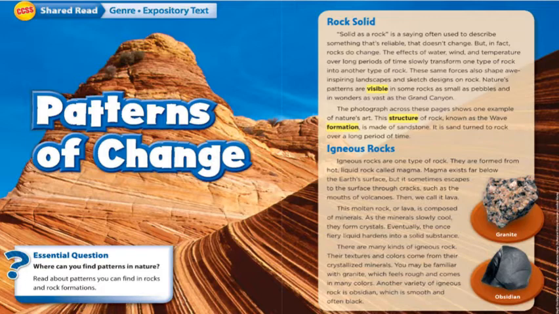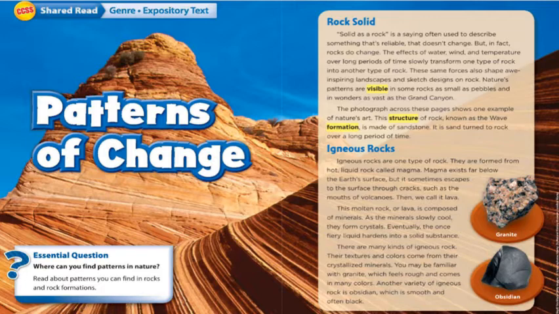Rock solid. Solid as a rock is a saying often used to describe something that's reliable, that doesn't change. But in fact, rocks do change. The effects of water, wind, and temperature over long periods of time slowly transform one type of rock into another type of rock. These same forces also shape awe-inspiring landscapes and sketch designs on rock. So on rocks I find landscapes and designs.